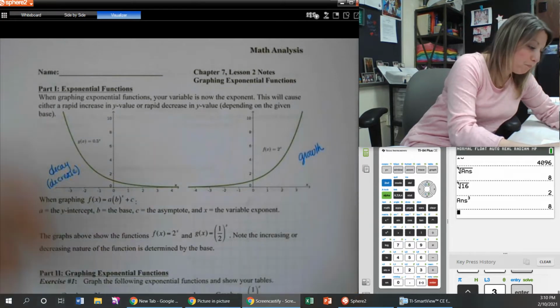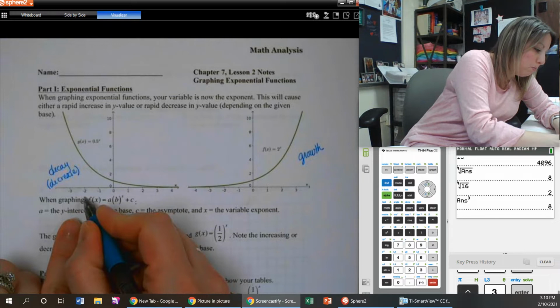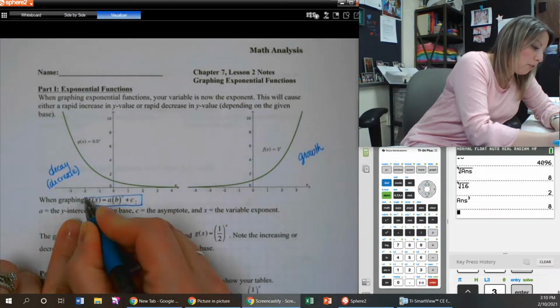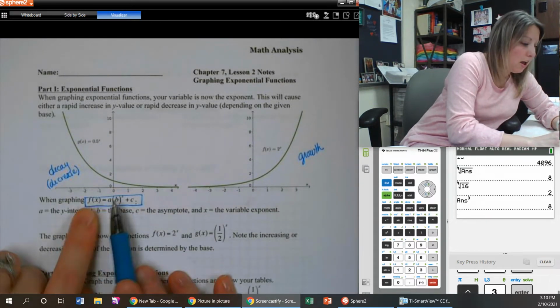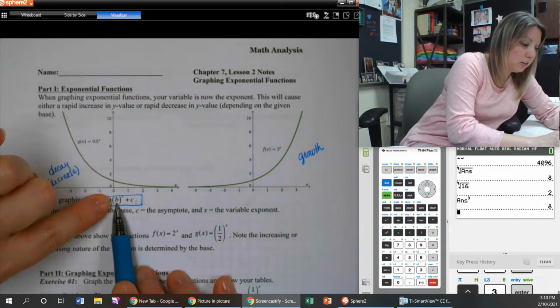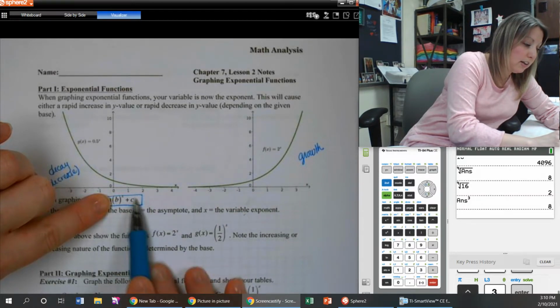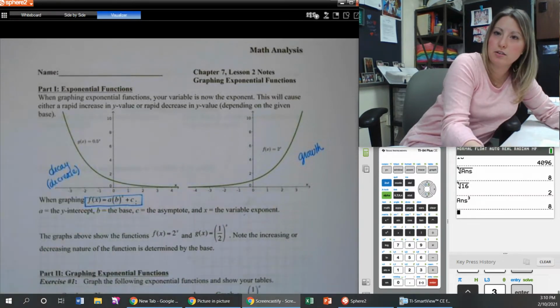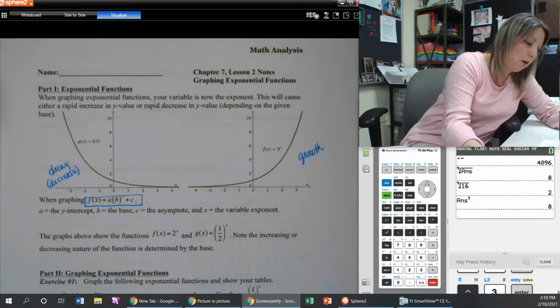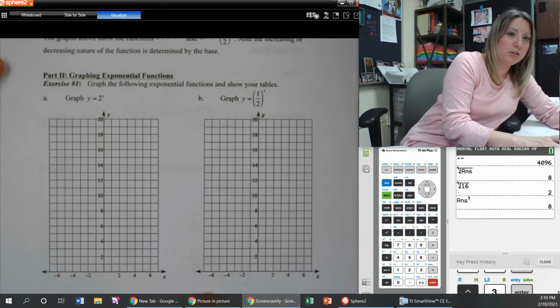What we do is we look at this general form of graphing an exponential function. A is going to be our y-intercept. B is going to be the base. X obviously is the exponent, the variable exponent. And C, that's going to be our asymptote, what we're adding or subtracting off the end. That's going to help us determine where we go. Now, I'm just going to quickly graph these most basic exponential functions right here so you can see how their tables match up.